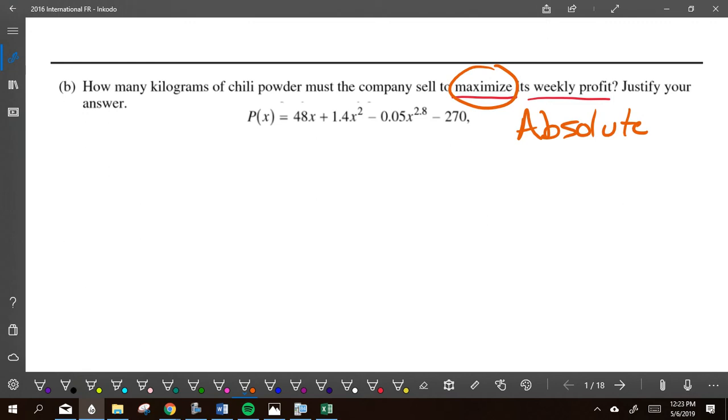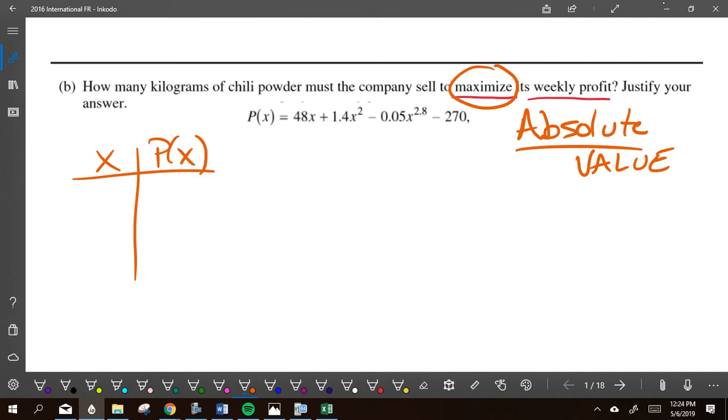Okay? So there are two justifications for this. If it says local maxes and mins, that's when we say something like F prime changes from positive to negative. But here, since we're going with an absolute maximum value, that's when we table this thing up. X and P of X, because I want to know profit. I want to know how many kilograms and what the profit is. When can absolute maximums happen?